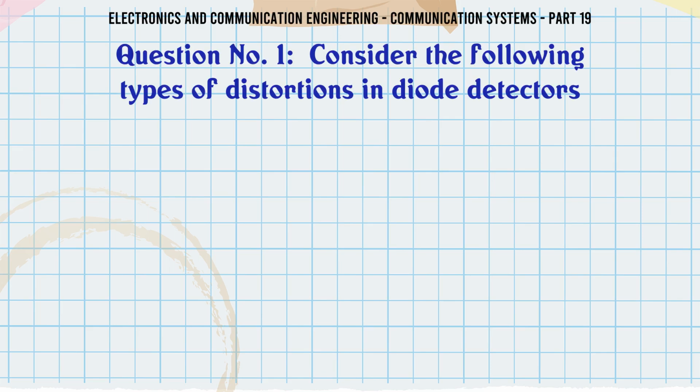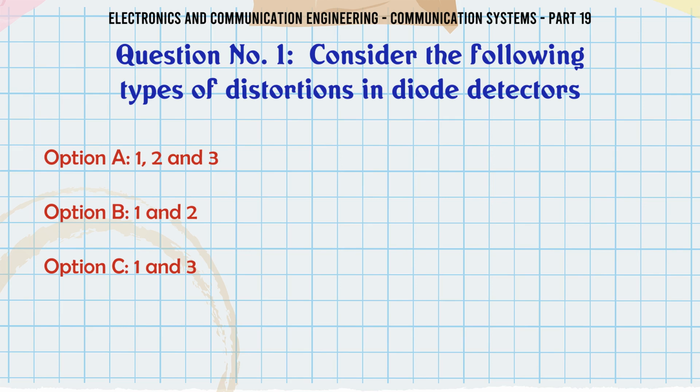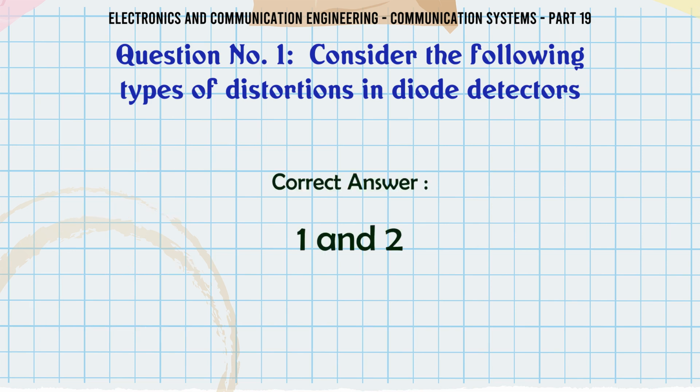Consider the following types of distortions in diode detectors. A. 1, 2 and 3. B. 1 and 2. C. 1 and 3. D. 2 and 3. The correct answer is 1 and 2.